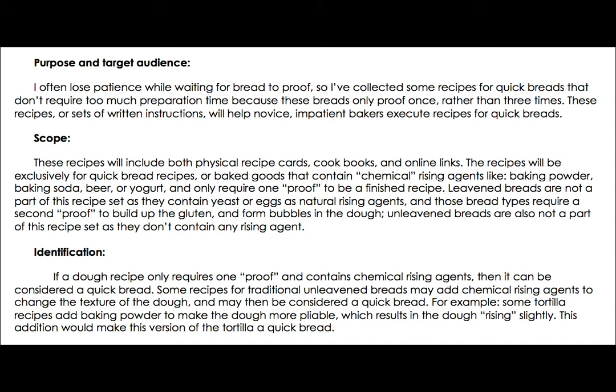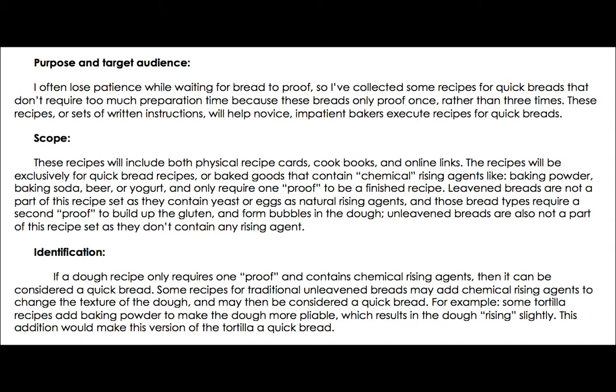The scope of my collection includes both physical recipe cards, cookbooks, and online links, although all of my examples I pulled from online just because they were my favorite recipes for these specific kinds of quick breads. Again, I'll go over the scope a little bit. The recipes will be exclusively for quick bread recipes. They contain chemical rising agents like baking powder or baking soda, beer, or yogurt, and they require only 1 proof to be a finished recipe.